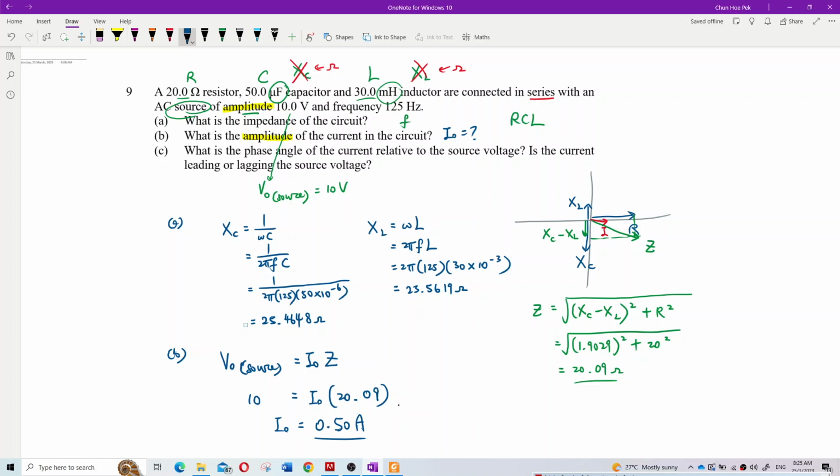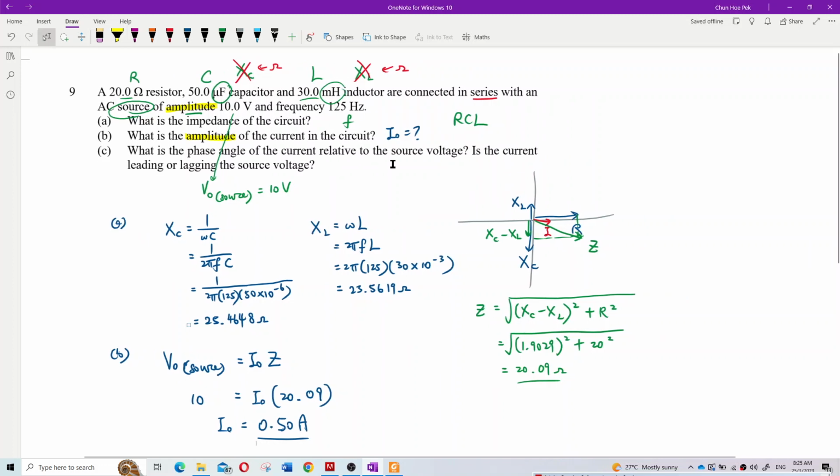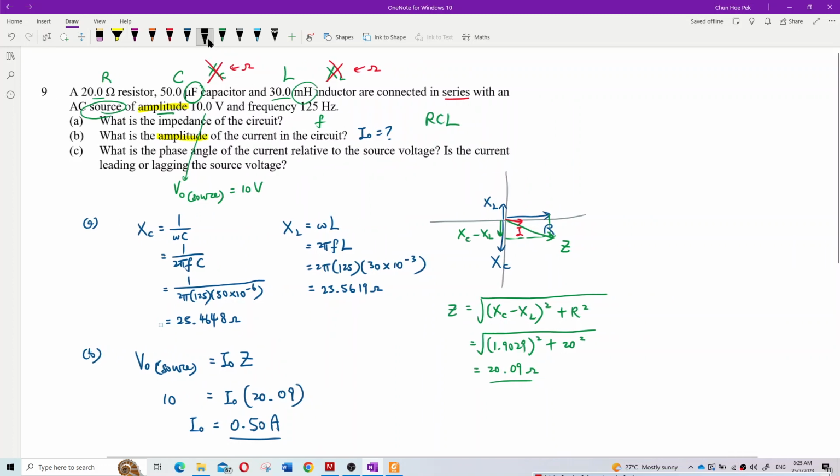So now, what is the phase angle of the current relative to the source voltage? Is the current leading or lagging the source voltage? Okay, so what is the answer? Question C is asking about the phase angle of the current relative to the source voltage. The phase angle means phi. What is the phi?